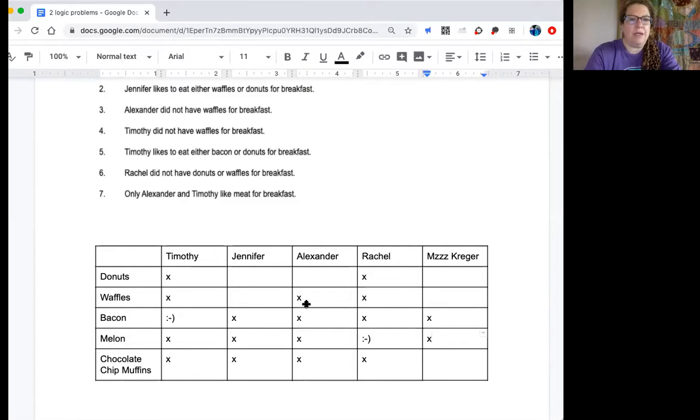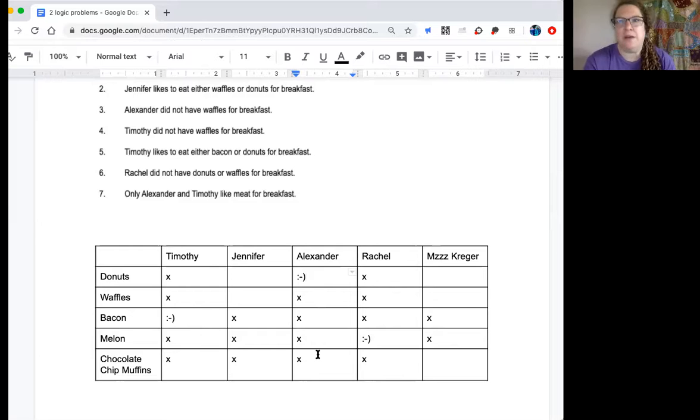Oh, look what happened here. Alexander. And let's look at this last clue. Only Alexander and Timothy like meat for breakfast. Does that really even matter? Because we already know Timothy has meat. In a way, that doesn't really matter. So we notice Alexander has everything checked off. So we know he has donuts.